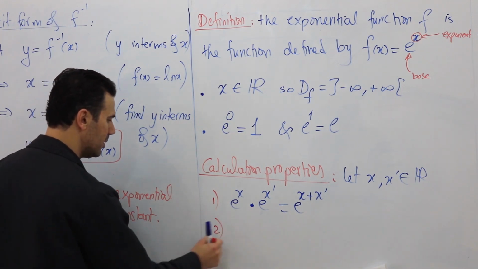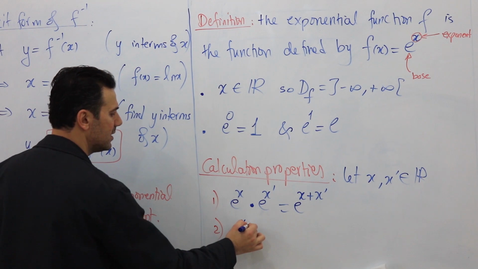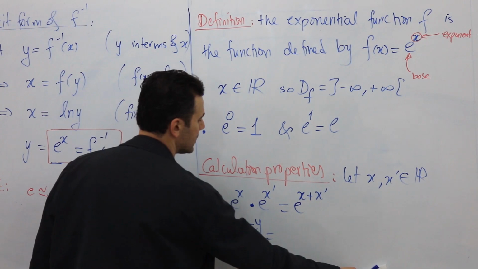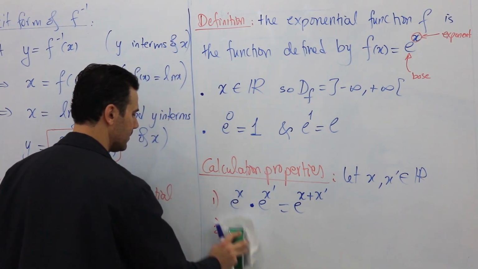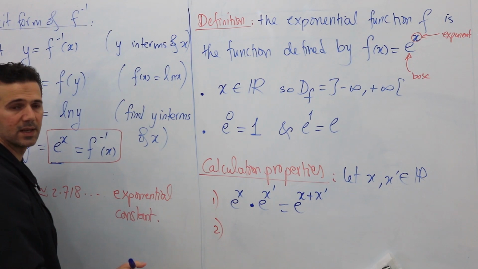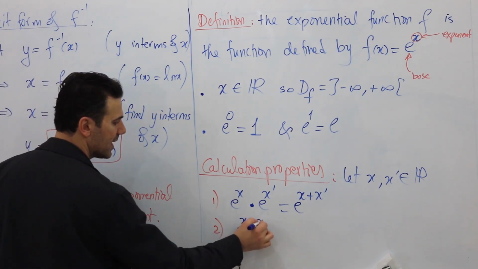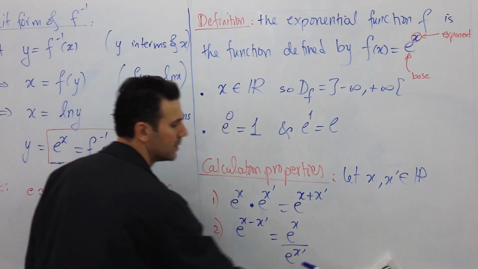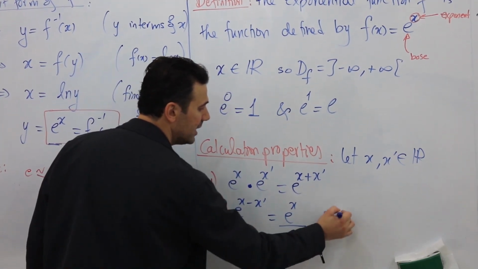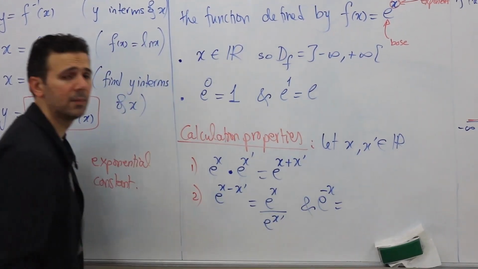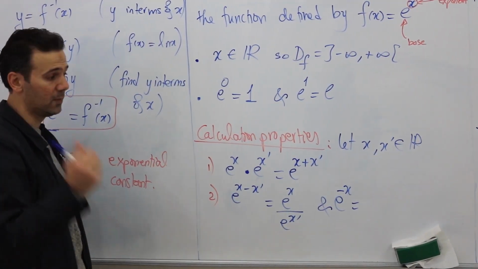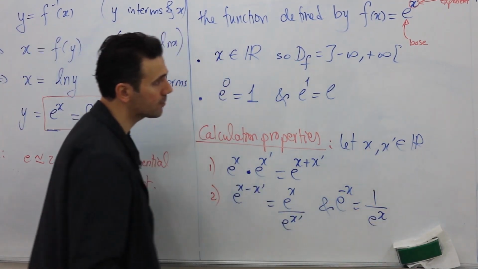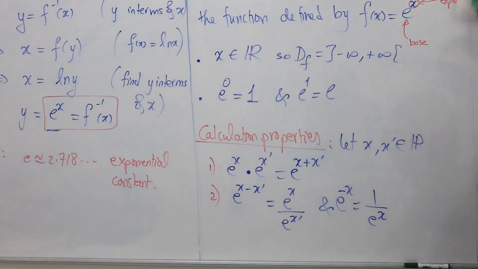Also, we have another property. The second property says that e power x minus x prime will be e power x over e power x prime. In particular, e power minus x will be what? Like 10 power minus 2, it will be 1 over 10 power 2. So this will be e power minus x equals 1 over e power x. Okay? Let's continue.